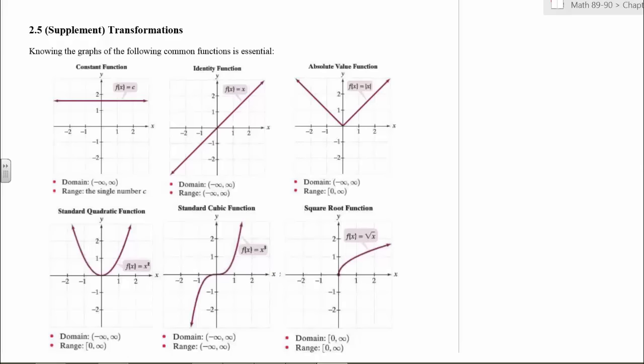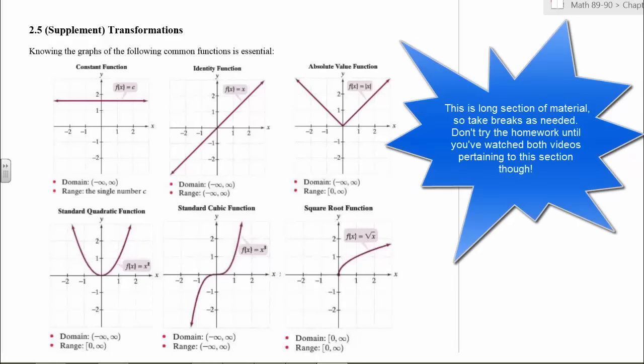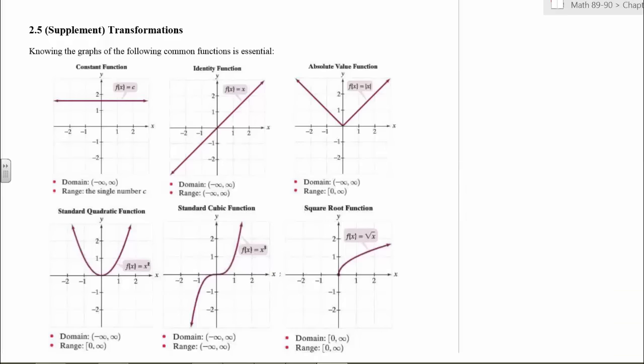Hey everyone, today we're going to talk about section 2.5. Now this is the supplement for Math 90. So this is where Math 90 deviates from Math 89 because in pre-calculus and beyond you use this idea of transformations for graphs all the time. It really gives you a lot of information about a graph before you actually graph it.